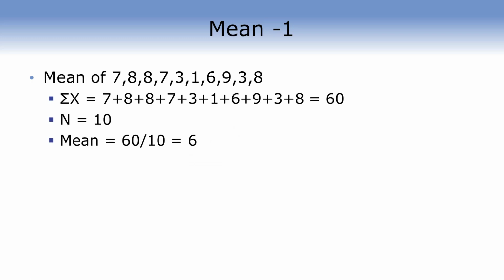So back to the dreams data, right? We take each of our data points, x. X represents 7, 8, 8, 7, 3, 1, 6, 9, 3, 8, right? X represents each one of those scores. The summation sign says take each one of those scores, add them all up. We're going to get 60. We have a total number of 10 observations, so we divide that 60 by 10, and we get a mean of 6.